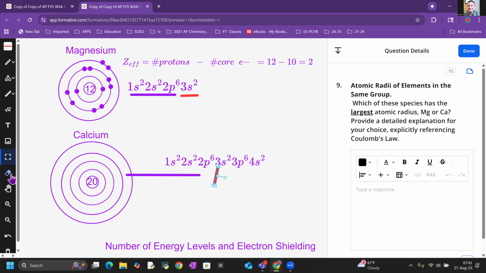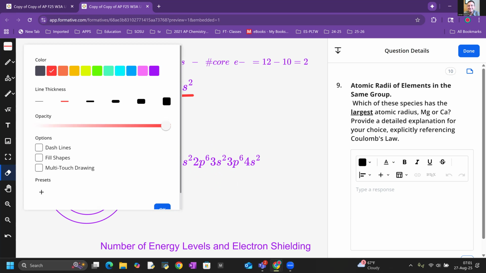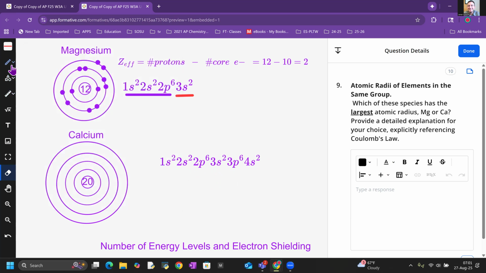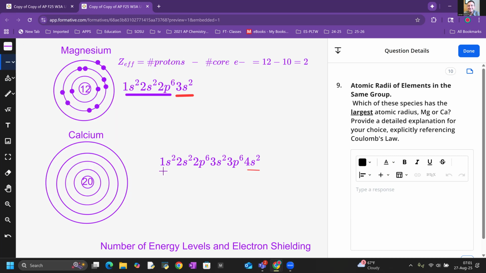All right, so we're going to remove these lines. I think I already proved my point there. Well, I think. All right, so anyway, there's our valence. There is our core. All right, there we go. Now we're back to where we were.